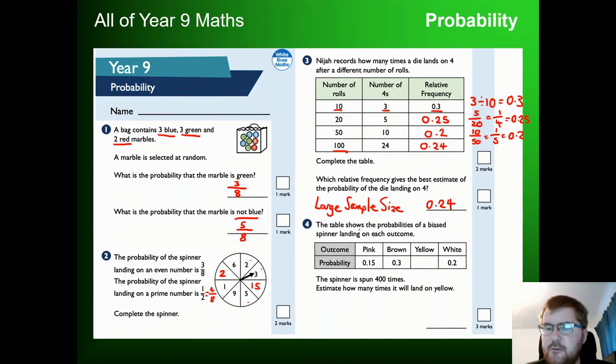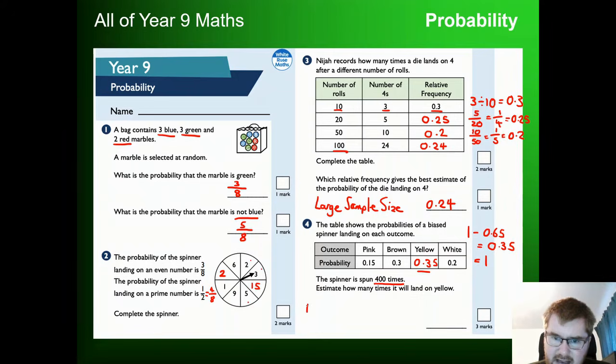Question 4. So the table shows the probabilities of a biased spinner landing on each outcome. Okay, and the spinner is spun 400 times. Estimate how many times it will land on yellow. So the first thing we need to do here is work out the probability of it being on yellow. Remember, all probabilities, if we add all these up, are going to equal 1. So we add what we have so far. So 0.3 plus 0.2 is 0.5. Plus 0.15 is 0.65. And if I take that away from a whole one, that's equal to 0.35. So that's the first thing that we need to do to work out probability.